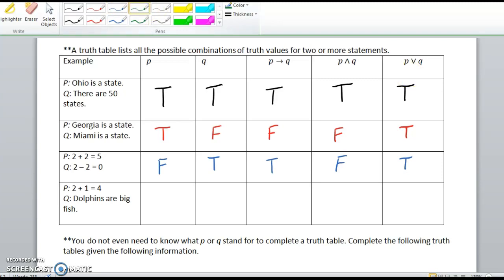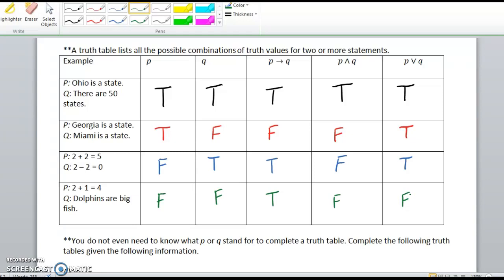And last but not least, I have P equals 2 plus 1 equals 4, and Q is dolphins are big fish. So I know P is false, 2 plus 1 is 3, and I know that dolphins are not big fish, so that is also false. So now I have false implies false, which is true, because false should imply false. Then I have false and false, which is false. And then I have false or false, which is false.